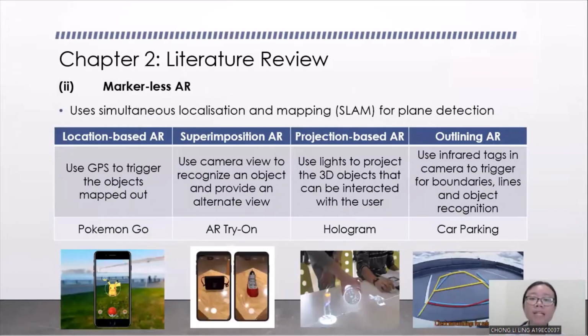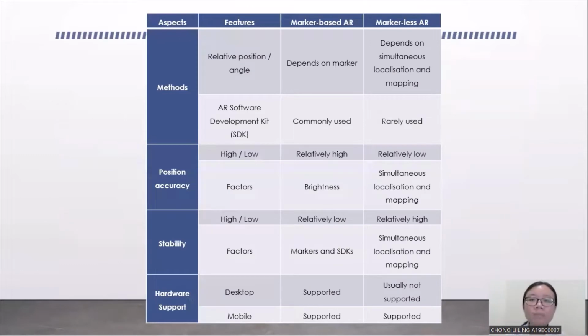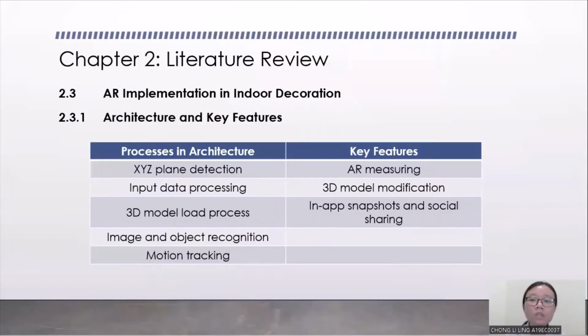So next, markerless AR. Markerless AR uses SLAM for pen detection. So there are 4 categories, which are location-based AR, superimposition AR, projection-based AR, and outlining AR. So there are some differences between marker-based AR and markerless AR. So the literature review will be continued with the AR implementation in indoor decoration.